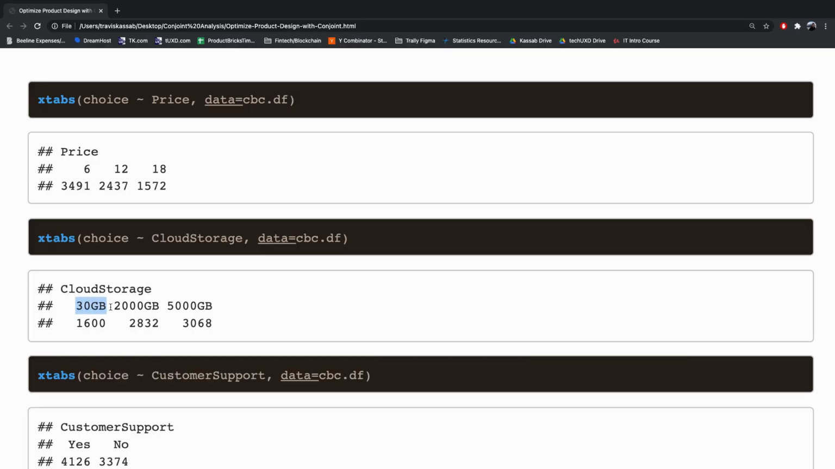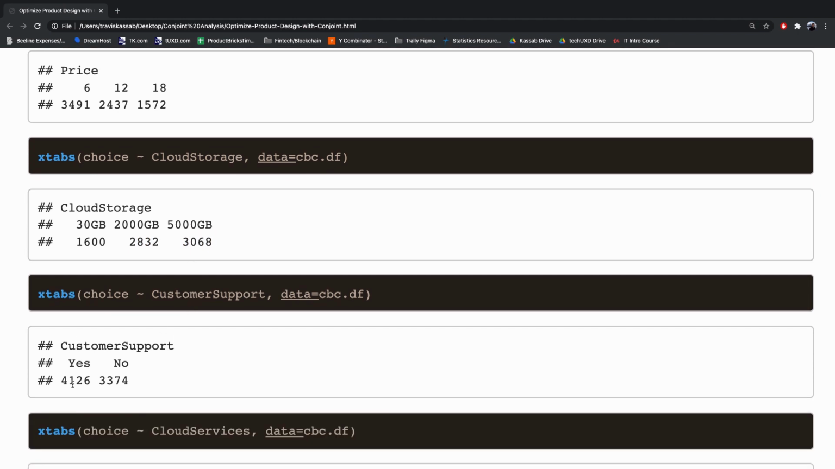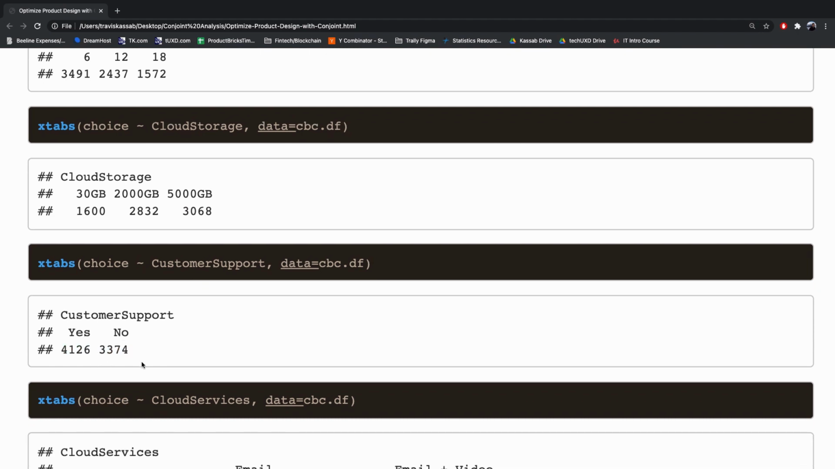Cloud storage, 30 gigabytes, 2,000 gigabytes. Again, 30 gigabytes is pretty low for them, a low amount of times it was chosen, and 2,000 and 5,000 gigabytes are pretty similar. So, okay, people want more storage. This is making sense. Customer support, yes, no. This is pretty evenly split here. So maybe when we run the choice-based model, we would expect that the coefficient for the importance or the utility of customer support is going to be relatively low. Maybe it's really not going to make much of a difference in determining customer choice whether or not there's customer support.